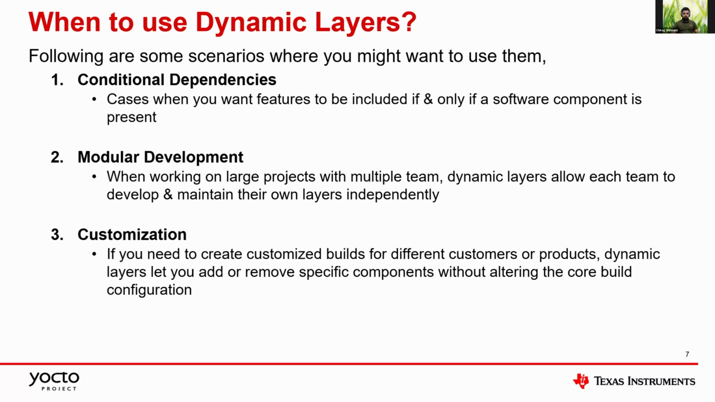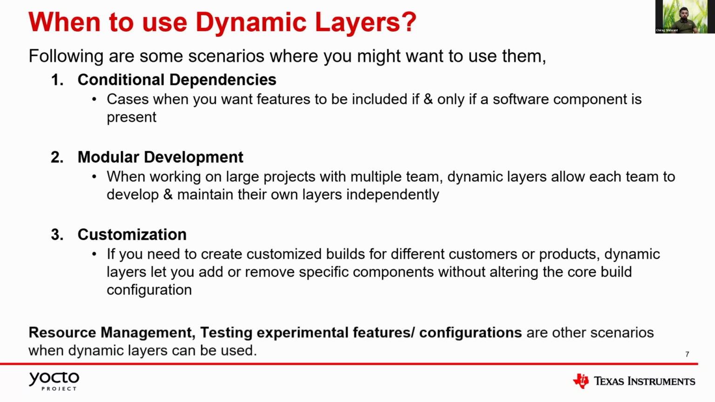bblayers configuration file. There are a few more scenarios, like resource management, and by resource I mean the build system. And secondly, if you are testing out any experimental features or configurations, instead of going and modifying your recipes manually, you can have a dynamic layer where you maintain all your testing-related changes which are still not ready for production, so that you can easily plug and play it and try out generating your Yocto-based file system.